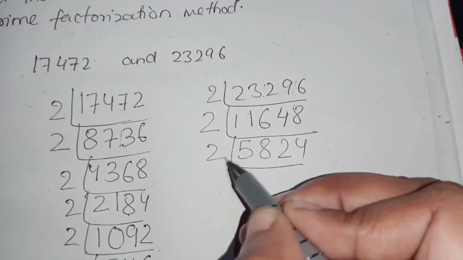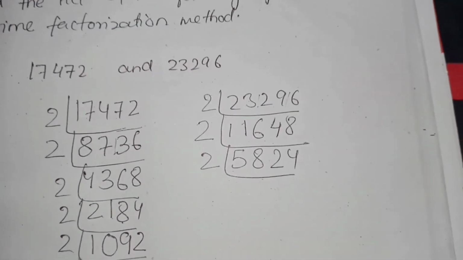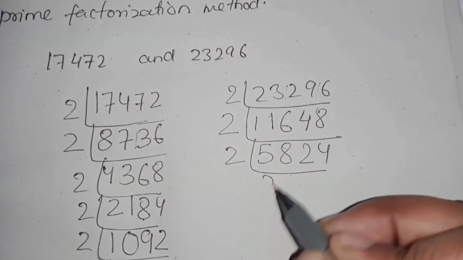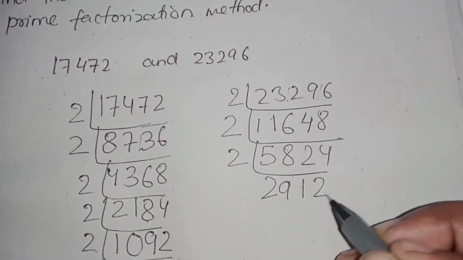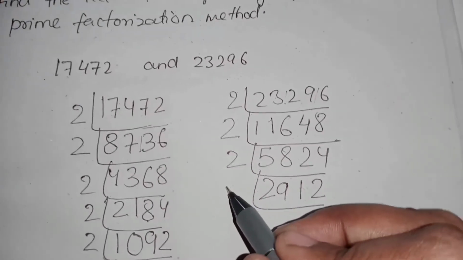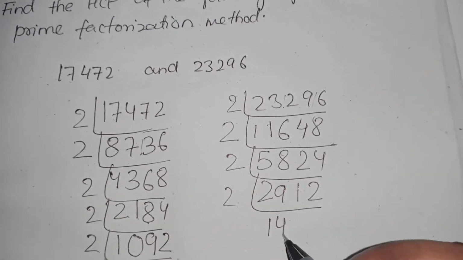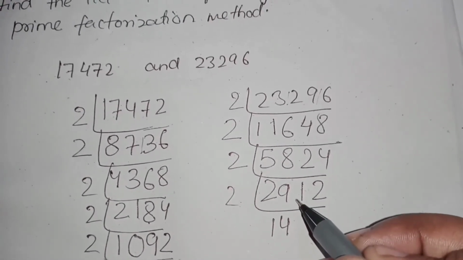Last digit is even. When you get the last digit even, you have to divide by 2 only. So 2 2 is 4. 1 given to it becomes 18. So 2 9 is 18. 2 1 is 2. 2 2 is 4. Again 2 1 is 2. 2 4 is 8. 9 was there. 1 given to it becomes 11.